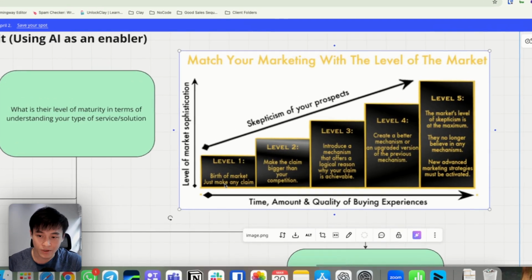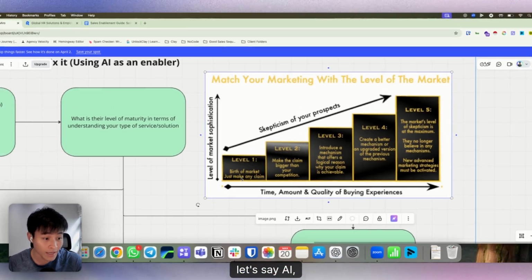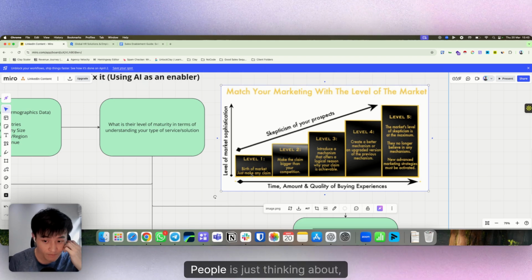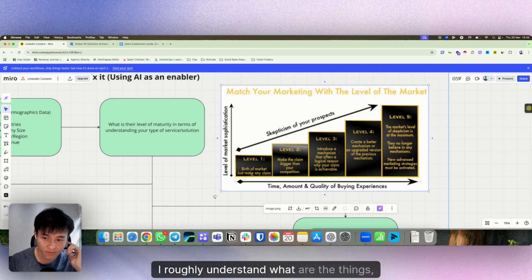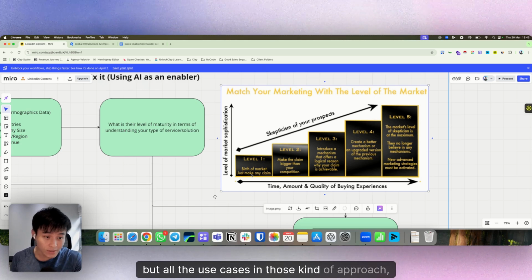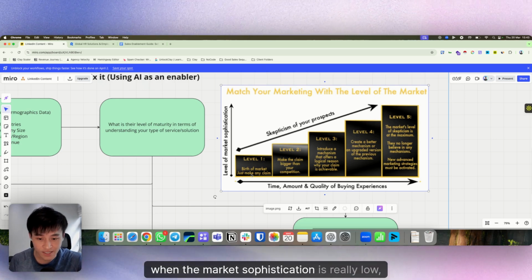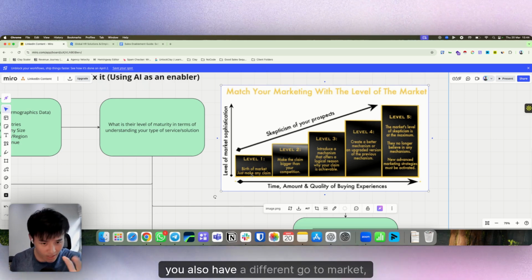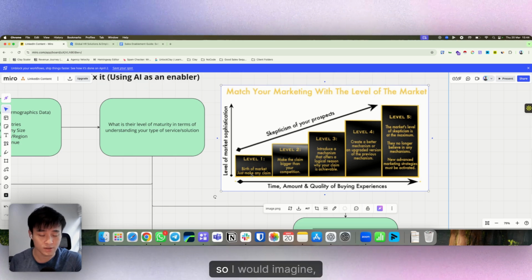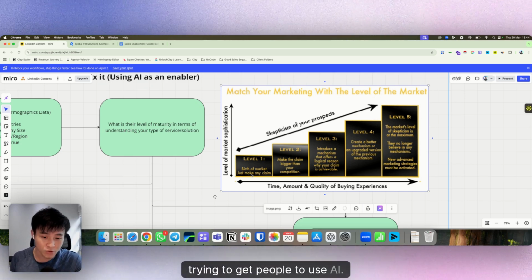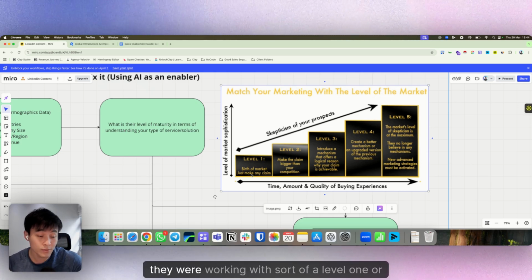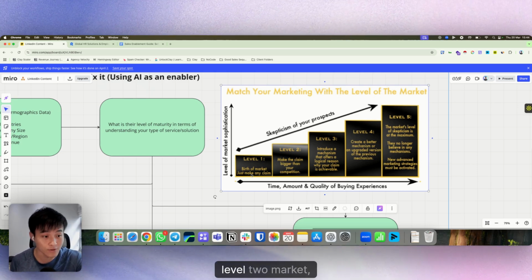But if someone is level 1, so think about the early days of, let's say, AI, ChatGPT coming out. People are just thinking about, okay, what is AI? What can it do? Okay, I roughly understand what the things are, but what are the use cases? In those kinds of approaches, when the market sophistication is really low, you also have a different go-to-market motion, right? So I would imagine, like what ChatGPT did in the early days, trying to get people to use AI, yeah, they were working with sort of a level 1 or level 2 market.